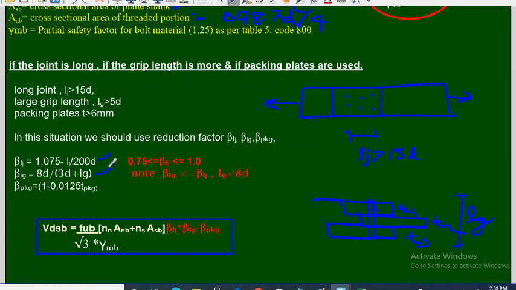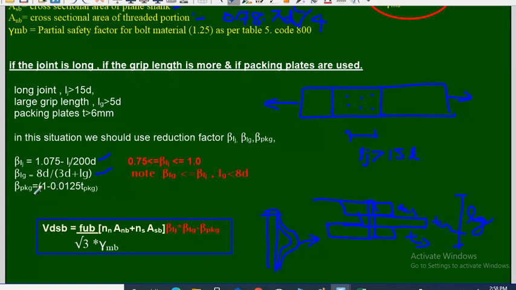Why is this happening? Because if the length of the grip is more, the thickness is more, you will have to use a bigger bolt. When the load comes, this bolt might bend like this. There can be a chance of bending moment induced in it because of the load. But we assume that the bending stress in the rivet or the bolt, we neglect it. So to take care of this, we need to use this one.